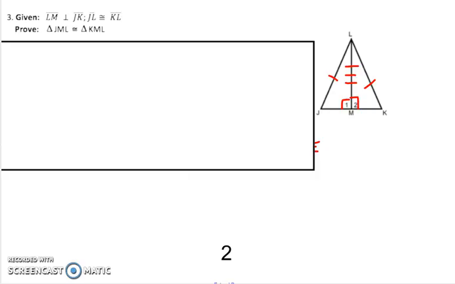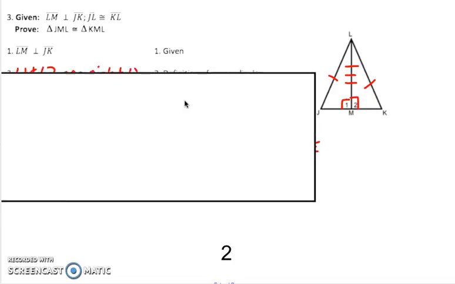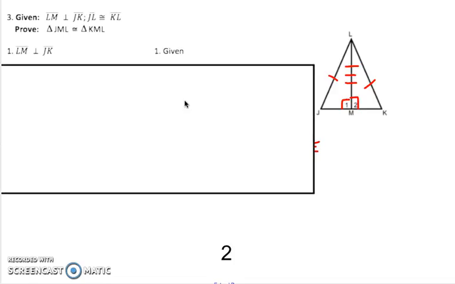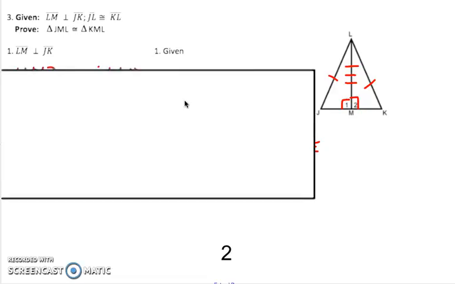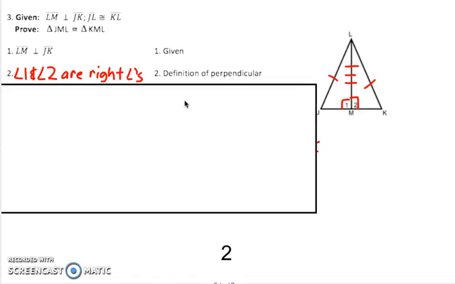Now on the second side, we're doing a proof, and it's to fill in the blanks. We're given that 2 segments are perpendicular to each other. So we write that as number 1. Now, we know that perpendicular segments form right angles. That's right from the definition. So you're going to write that down for number 2: angle 1 and angle 2 are right angles. Again, it's right from the definition of perpendicular segments.